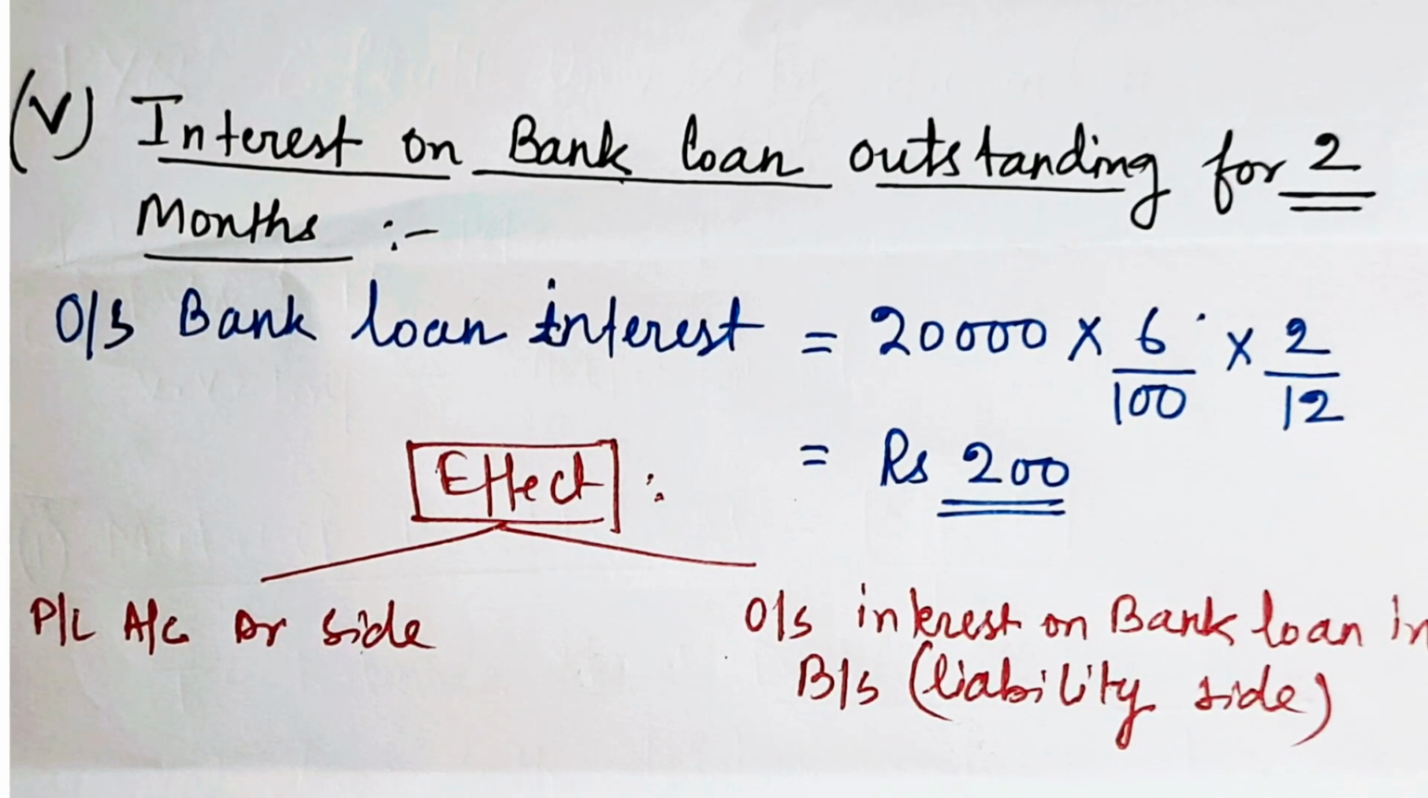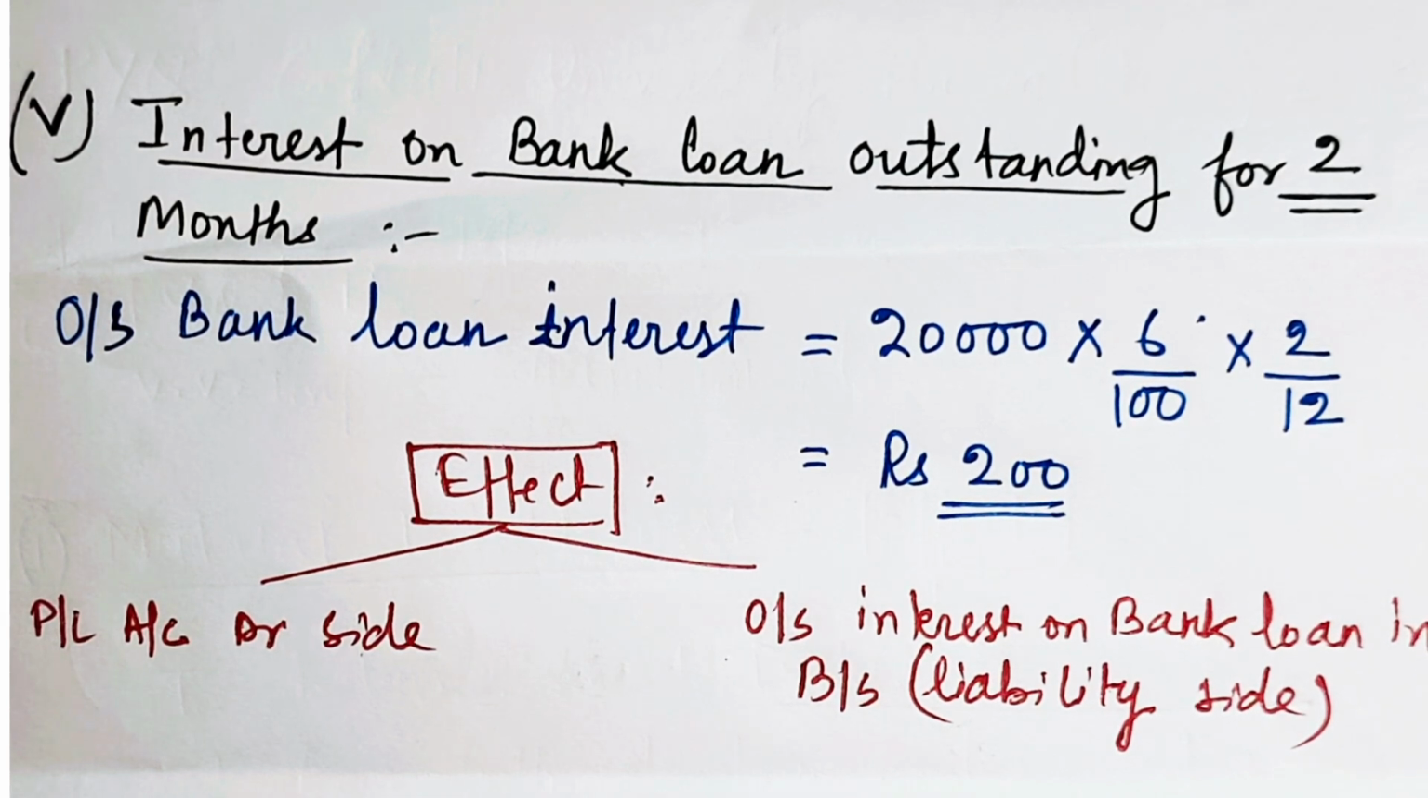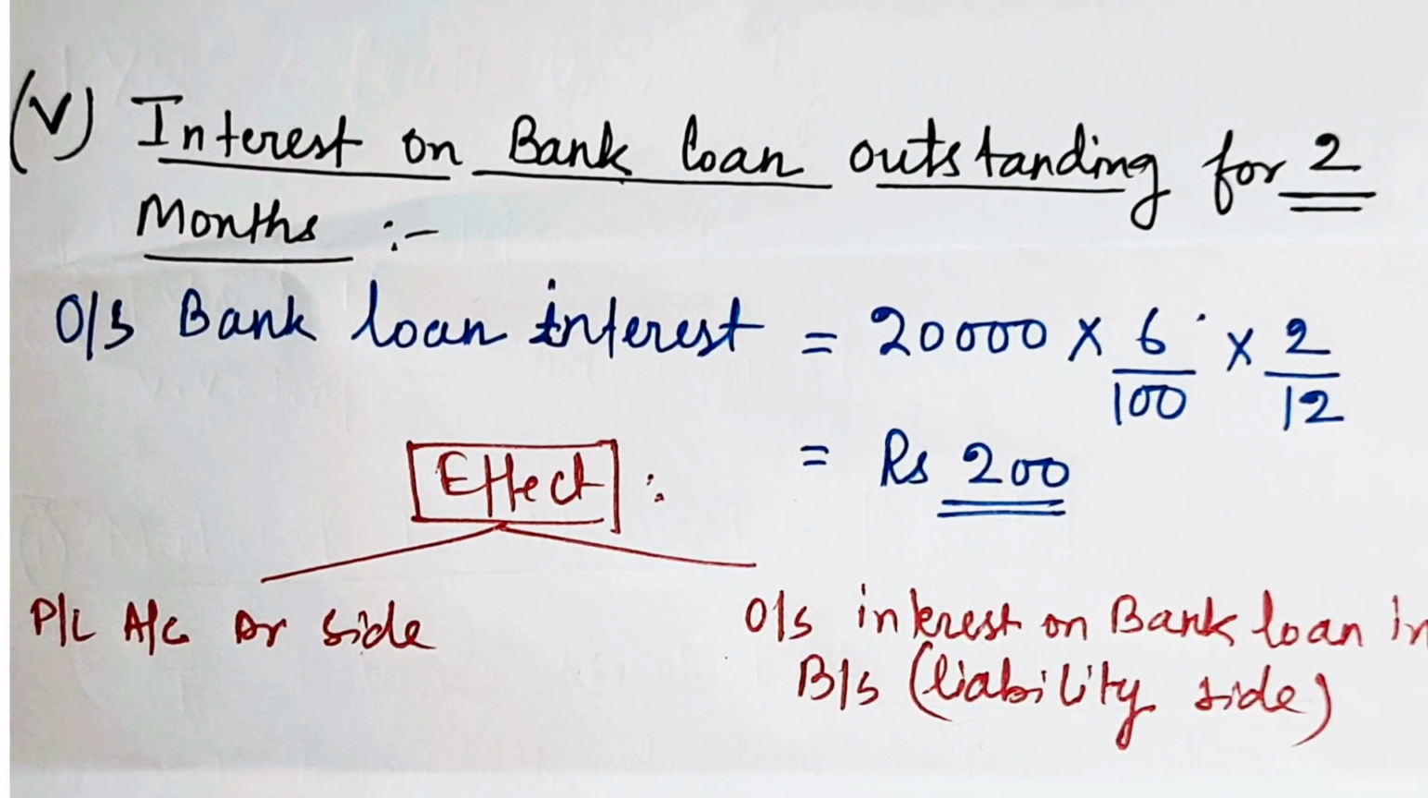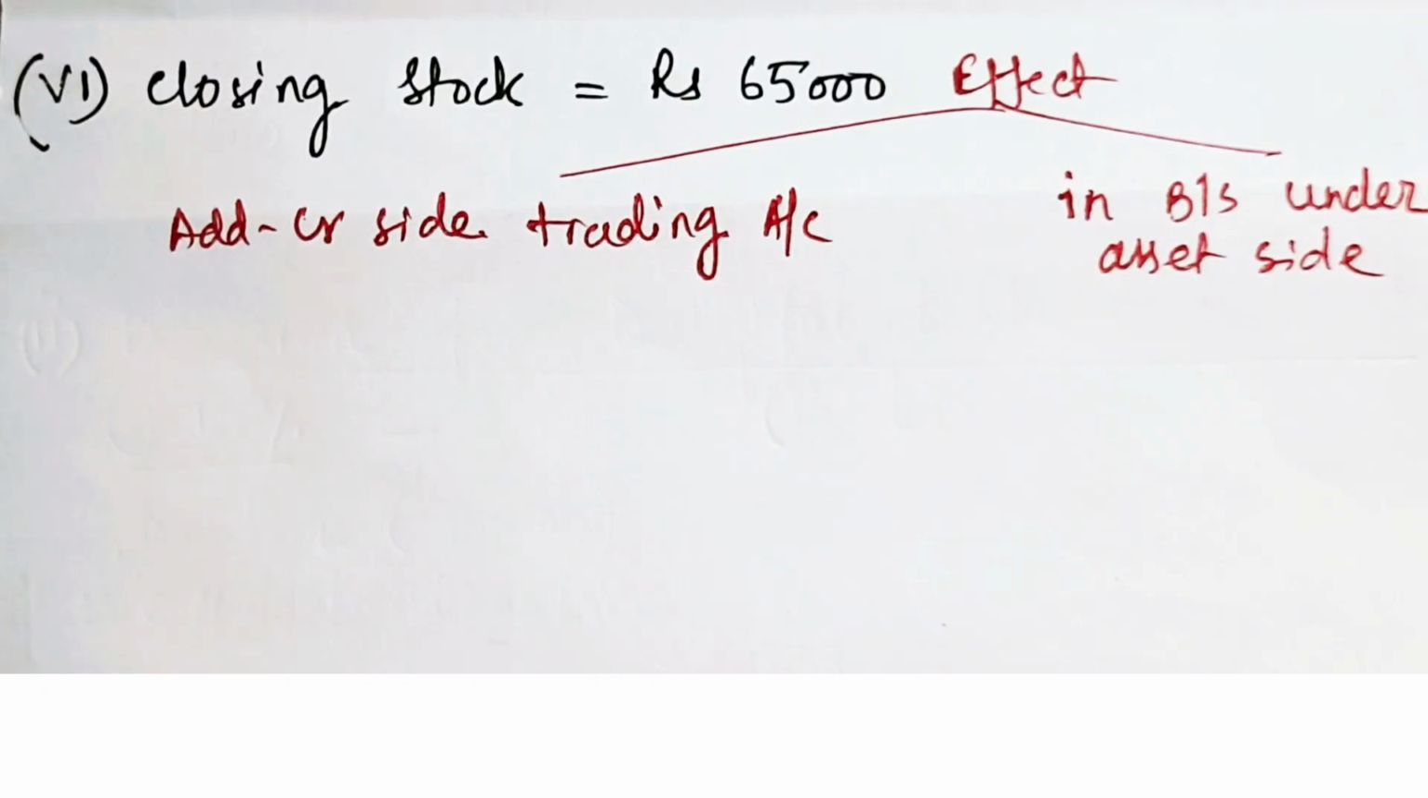Okay, so what will be the effect of this? एक इफेक्ट इसका जाएगा पीएल अकाउंट में, डेबिट साइड में हम इसको दिखाएंगे इंटरेस्ट ऑन बैंक लोन 200 एंड द सेकंड इफेक्ट विल बी कमिंग इन द बैलेंस शीट अंडर द लायबिलिटी साइड. दिस विल बी गिवन एज अ आउटस्टैंडिंग इंटरेस्ट ऑन बैंक लोन. सो दिस इज अ लायबिलिटी, सो इट विल बी कमिंग इन बैलेंस शीट. And finally, number 6 is the closing stock for the year. So obviously we know that the closing stock effect, one is we write it in the credit side of the trading account and another it will be shown in the asset side of the balance sheet.